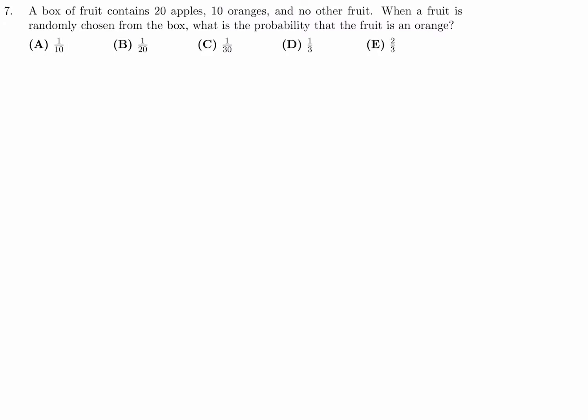A box of fruit contains 20 apples, 10 oranges, and no other fruit. When a fruit is randomly chosen from the box, what is the probability that the fruit is an orange? Well, we have 20 apples and 10 oranges, and so the total number of fruit is 30, 20 plus 10, and we want to choose an orange. So there's 10 of those, and that's the probability, 10 over 30. In lowest terms, of course, that's going to be 1 over 3. So number 7, the answer is D.